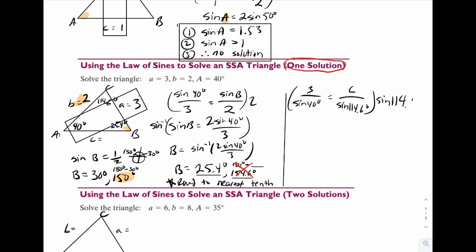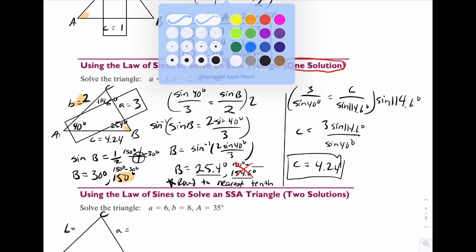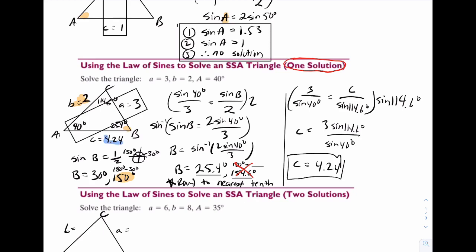Multiply by sine 114.6. So C must be 3 sine 114.6 all over sine 40. You plug in your calculator, you're going to get 4.24. And let's fill that in, 4.24. And I'll highlight that for everybody so we know what we found. So we found 4.24, 25.4, 114.6. And there we go. There's a complete answer.